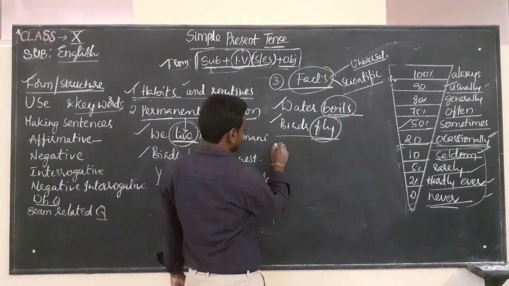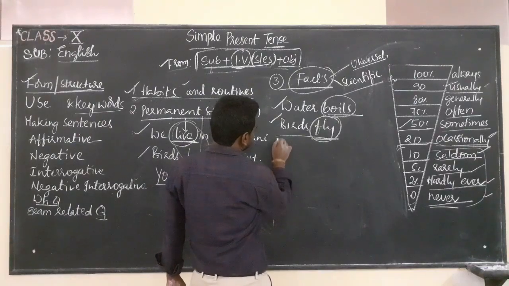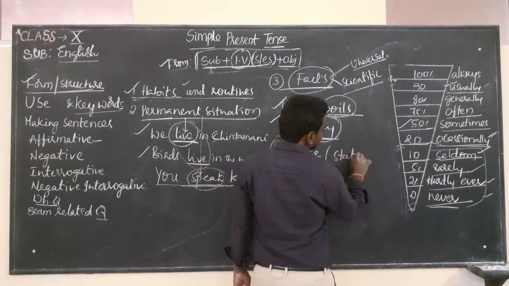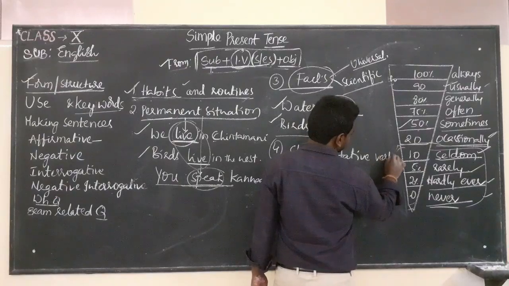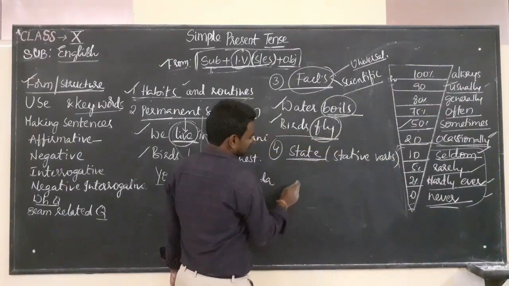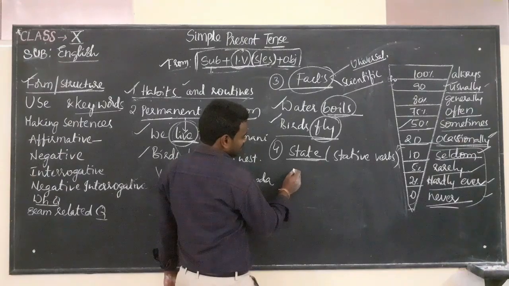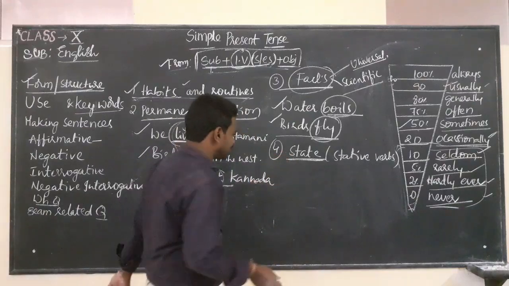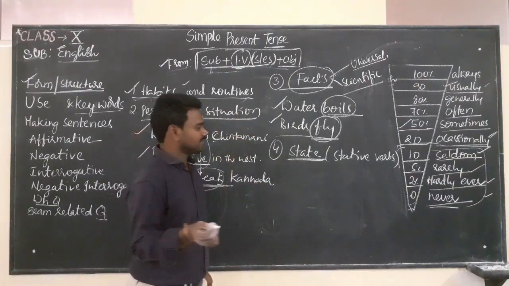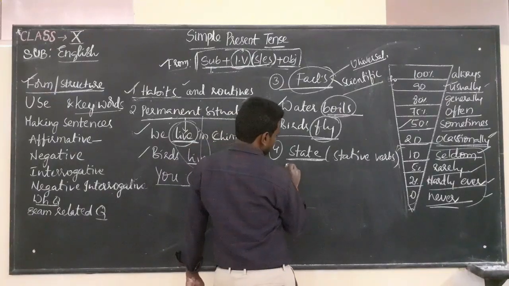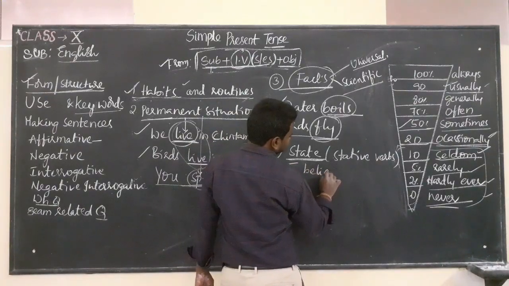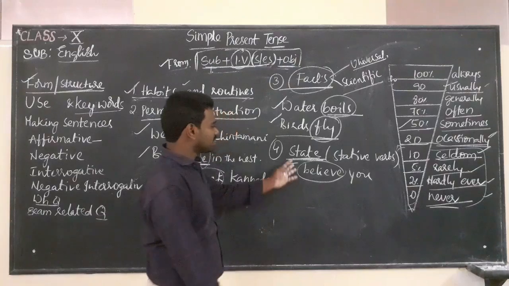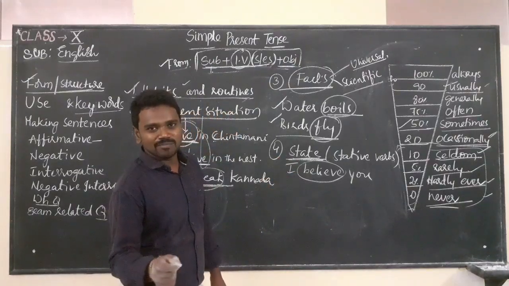There is a fourth use, right? The fourth one is state, stative verbs. You can say that there are many stative verbs. For example, I believe you. There are some verbs we use like believe, but we don't say I am believing you.